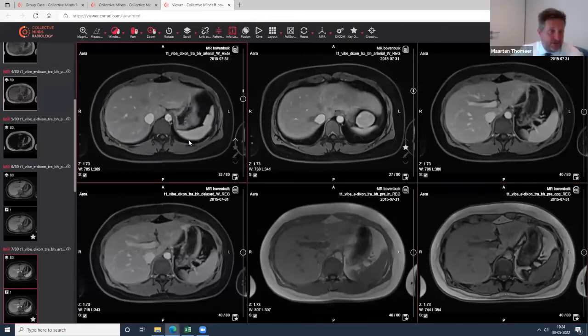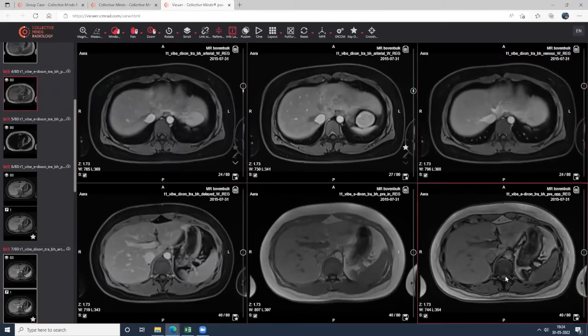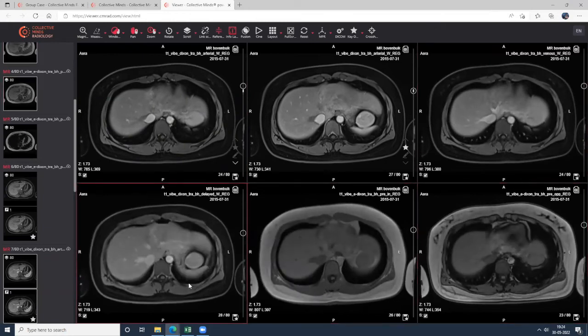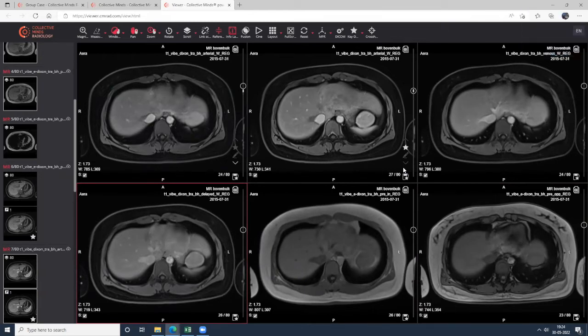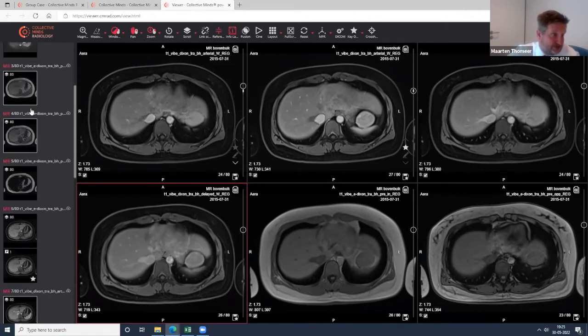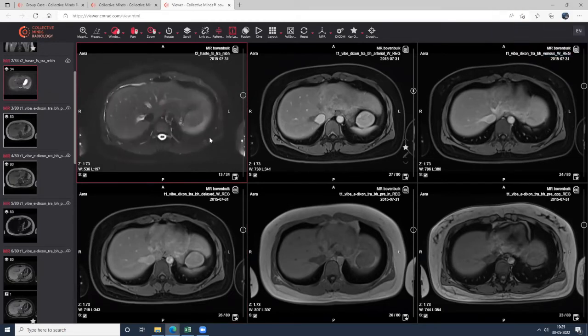So here, could you explain the case? Actually, this case was sent to us as a mass in the gastrosplenic ligament. In the differential diagnosis we were thinking of GIST, for example. I guess then it should be hyperintense on T2, I presume. No, it's not really hyperintense.